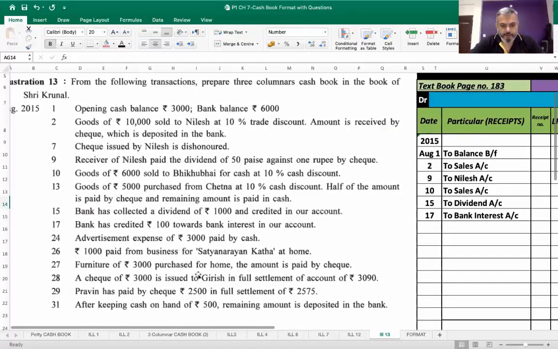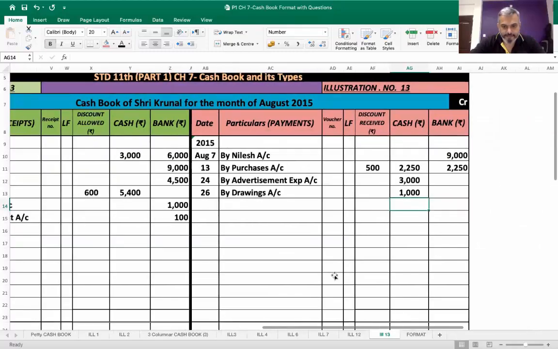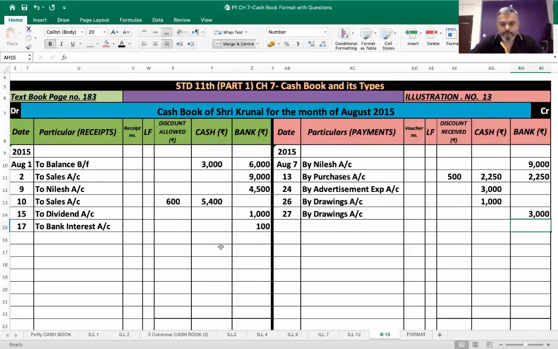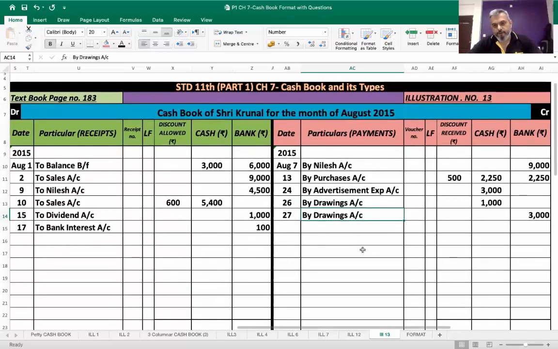Furniture of 3,000 purchased for home, underline for home. The amount is paid by check. Again, furniture for home. So owner के लिए, so drawings, 27. By drawings, furniture of 3,000. If you write by furniture, it is wrong. अगर फिर भी तुम्हारा कैश बैलेंस बैंक बैलेंस मैच हो जाएगा, but it is wrong. Okay, so be careful what you write over here.